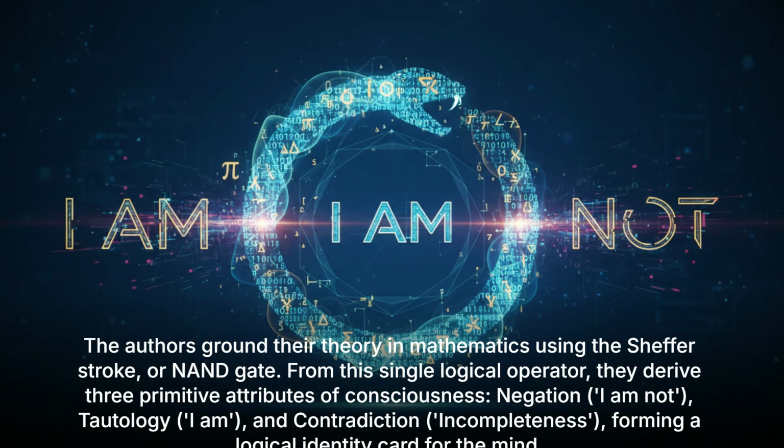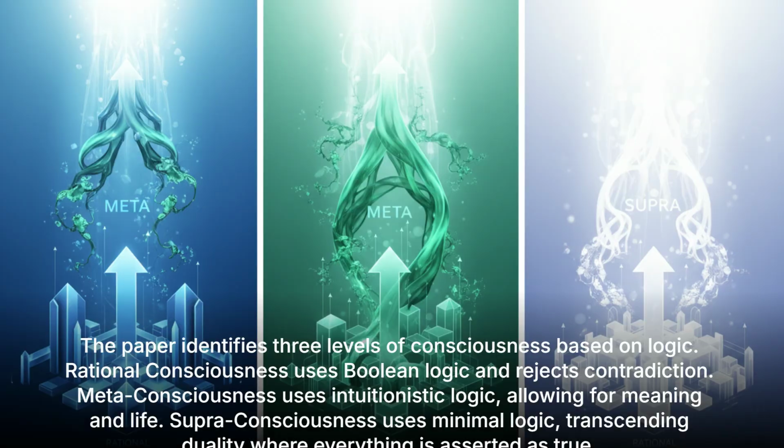The authors ground their theory in mathematics using the Sheffer stroke or NAND gate. From this single logical operator, they derive three primitive attributes of consciousness: negation, I am not; tautology, I am; and contradiction, incompleteness, forming a logical identity card for the mind.